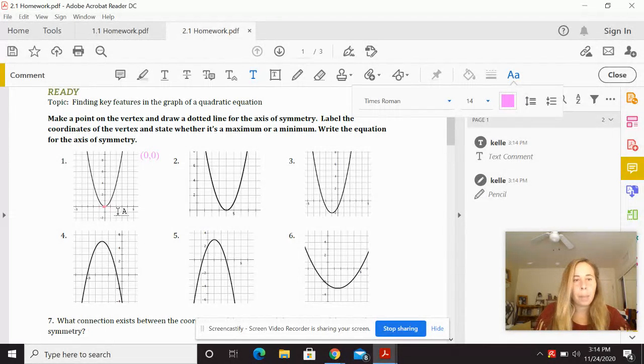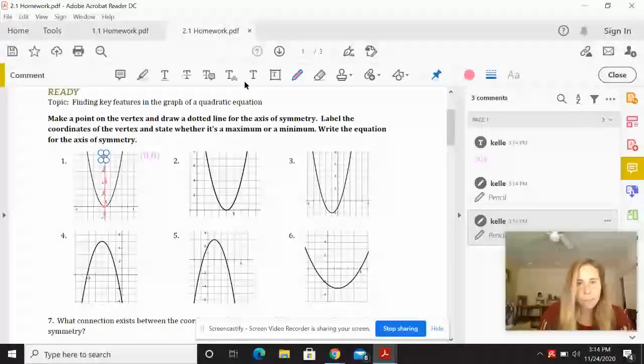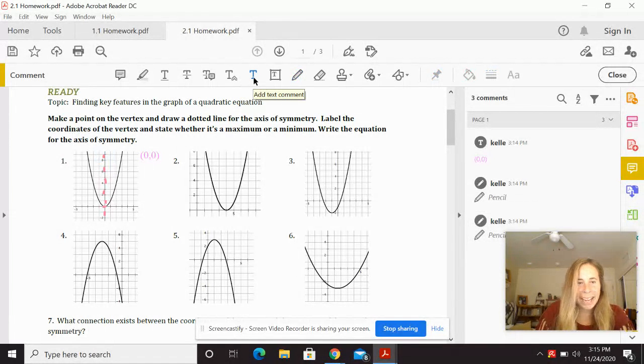Okay. I have to draw a dotted line for the axis of symmetry. So the axis of symmetry goes through your vertex. Bear with me. Pretend they're straight. You know how this goes. So there's my axis of symmetry. All right.